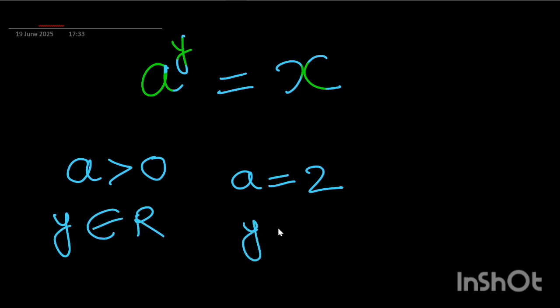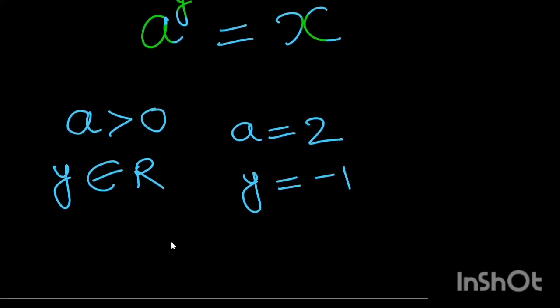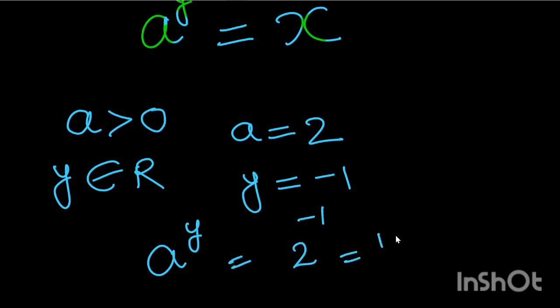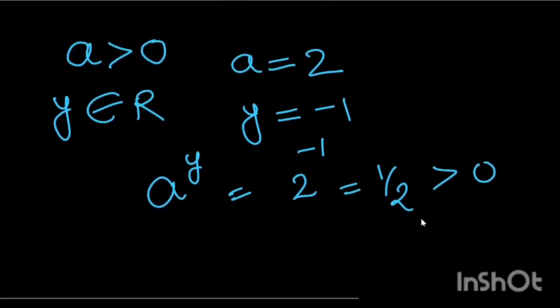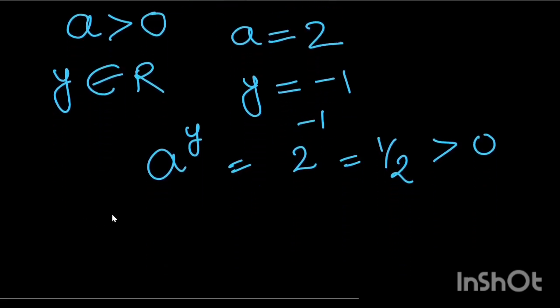So in this example, let's take y equal to -1. So a to the power y becomes 2 to the power -1, which is equal to half. So half is what? Half is a positive number. Okay. Now let's take another example.